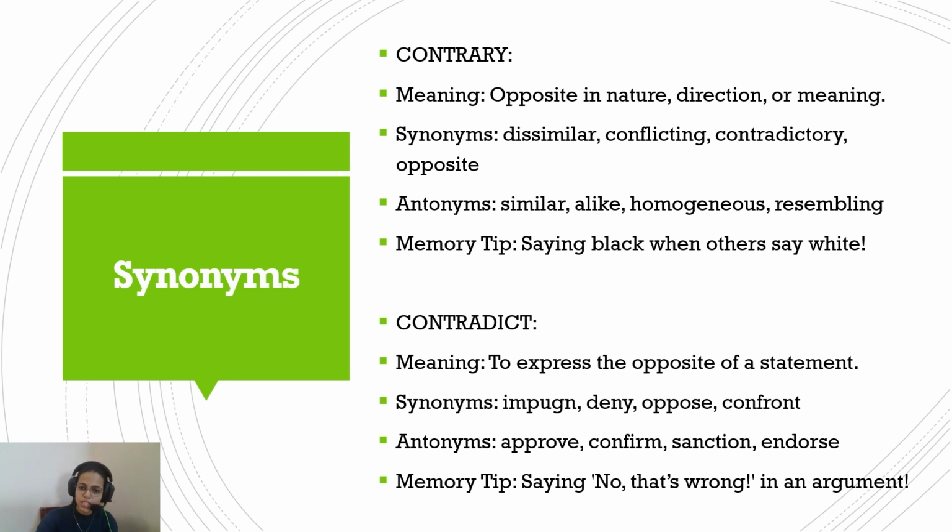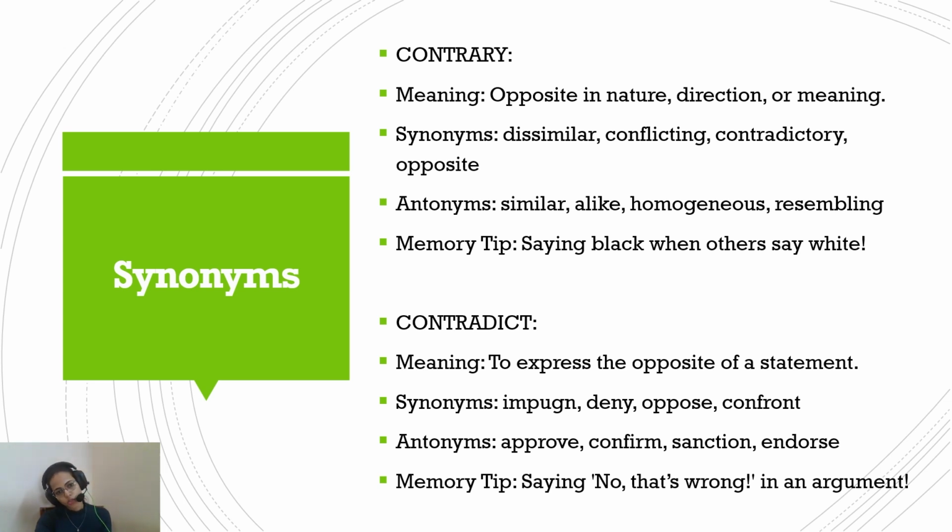So the synonyms would be dissimilar, because similar means sort of same, not exactly same, but sort of same. Dissimilar, conflicting, contradictory, or opposite. The antonyms would be similar, alike, homogeneous. Homogeneous is, again, you might have come across this word in science. Homo means similar. For example, a heterosexual couple is a male and female. A homosexual couple is a couple of the same gender, male male or female female. So homo means same, similar. So homogeneous is again reflecting the meaning similar. Resembling, again, similar.